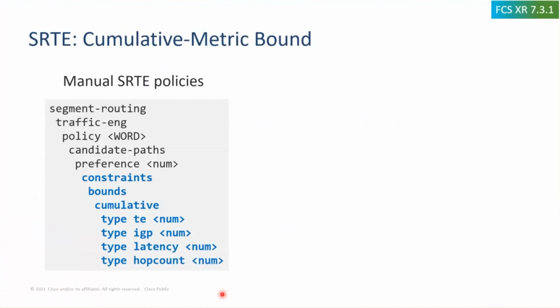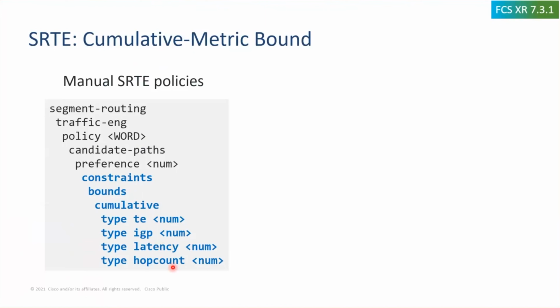Under the configuration of a manual SRTE policy, you will have a new area where you will configure the constraints. The constraints will be of the bound type, cumulative bound to be precise, where you can specify the upper bound that will be used for the policy path computation, whether it is an upper bound of metric type TE with a value, IGP, latency, or hop count. So any of these bound types are available for the computation of the algorithm.